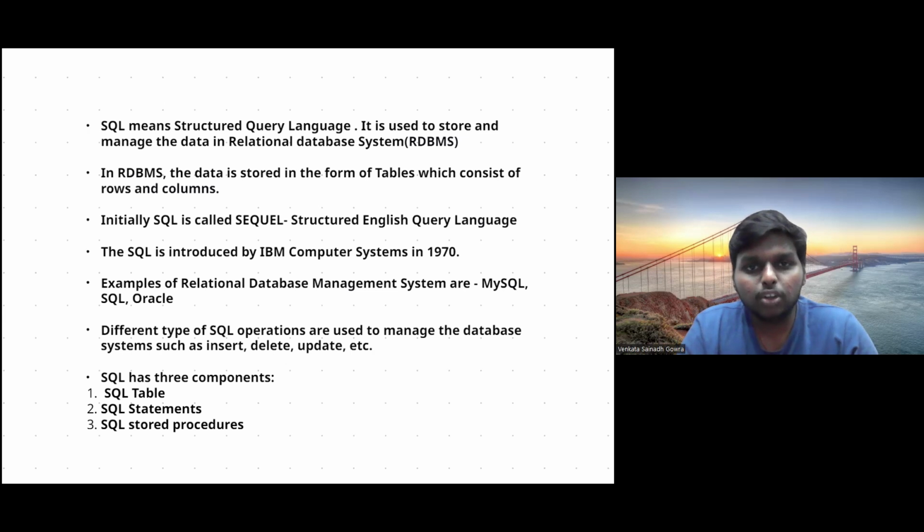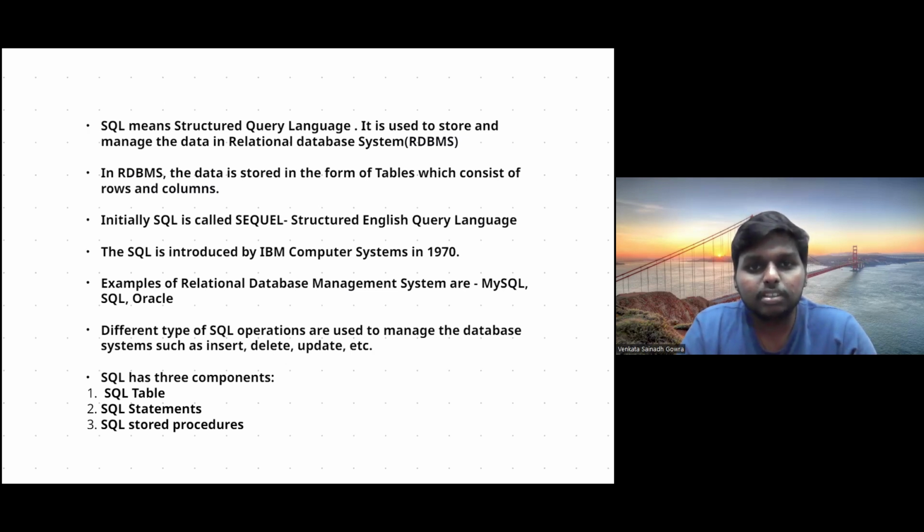Now, SQL has three components: SQL tables, SQL statements, and SQL stored procedures. In SQL tables, we discuss the table, which is a collection of rows and columns in which the data is stored. SQL statements, also known as SQL commands or queries, are written and ended by a semicolon, by which an operation is performed on the database. And SQL stored procedures include a collection of statements which are used in the storage of data into the database.